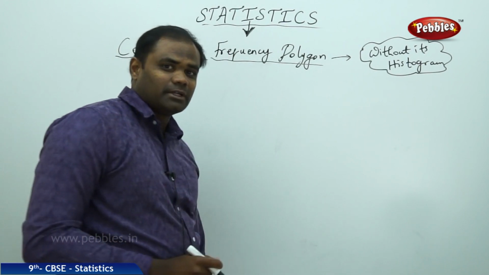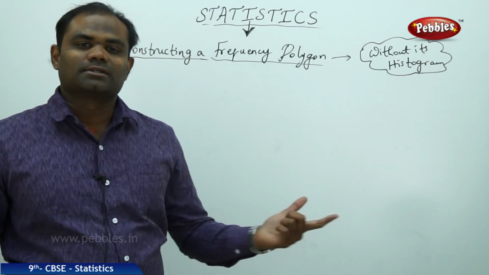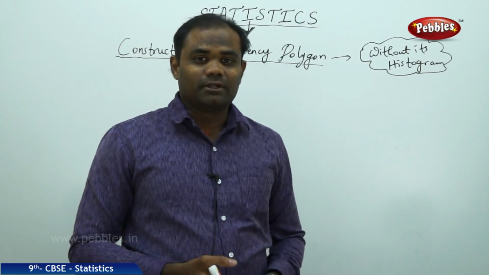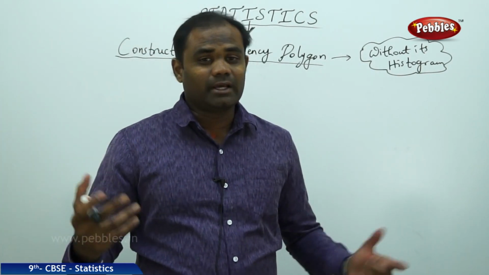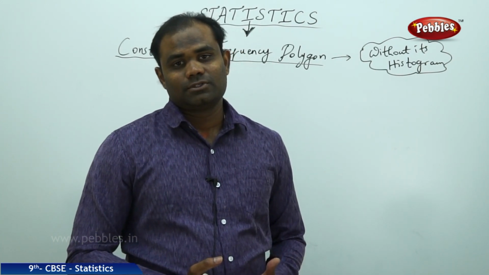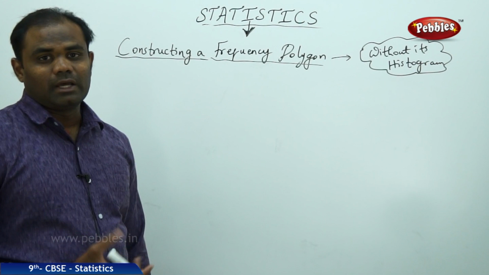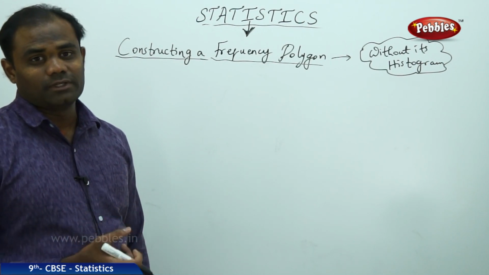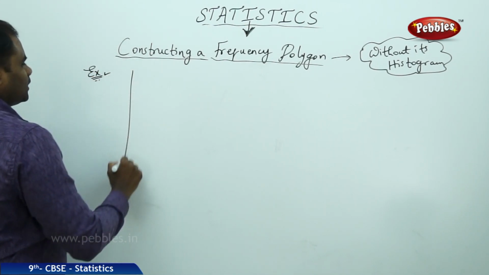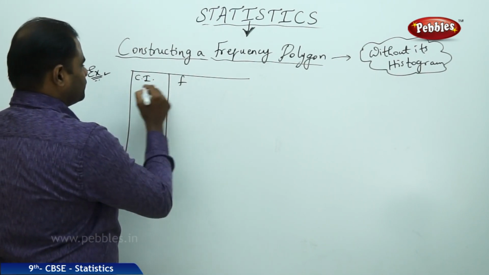If the histogram is given, it's very easy because we pick the midpoints of the top bars and just join, and we get an n-sided closed figure called a frequency polygon. But if the histogram is not given, it is very difficult to pick the middle points, and hence we have some other method which we use here. So let's see how we can construct a frequency polygon for given data without constructing the histogram. For example, I have the data with class interval and frequency.